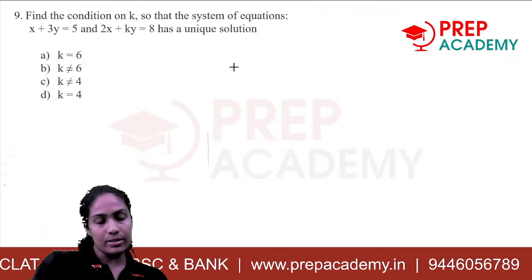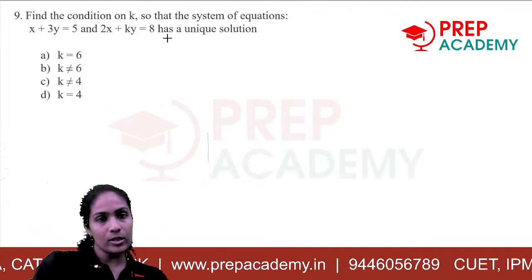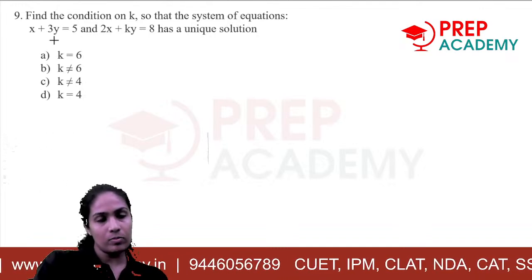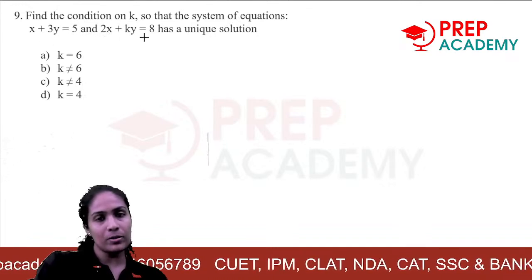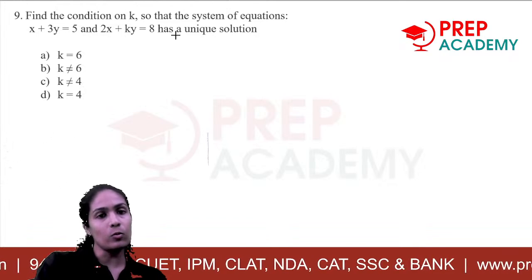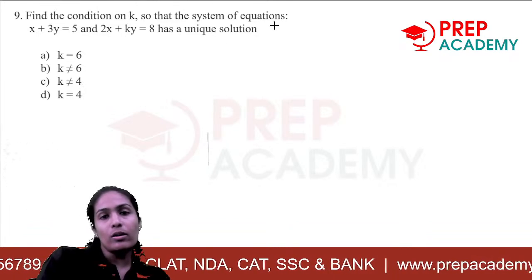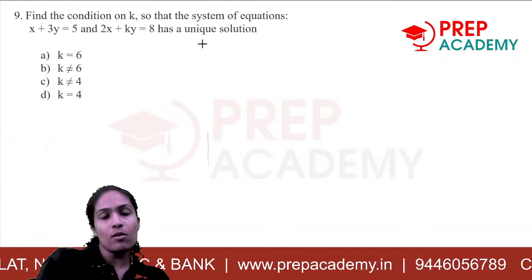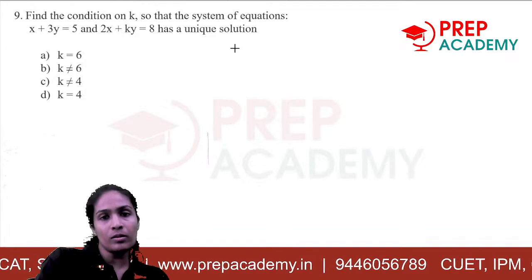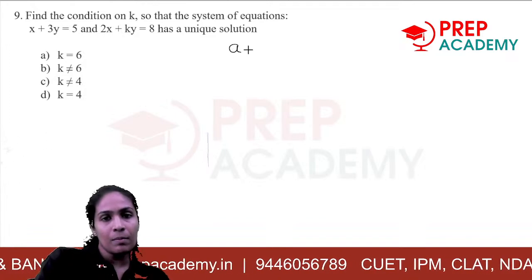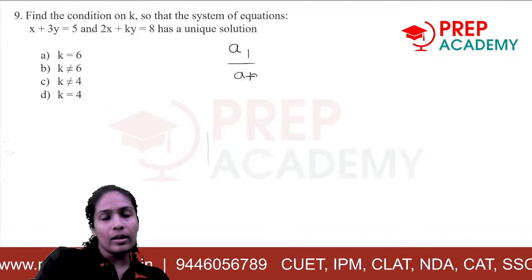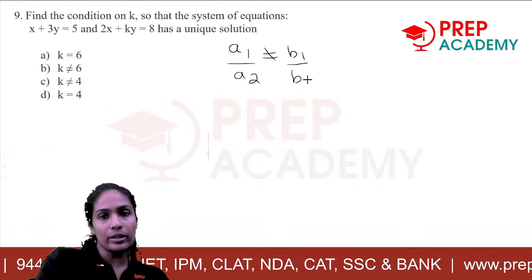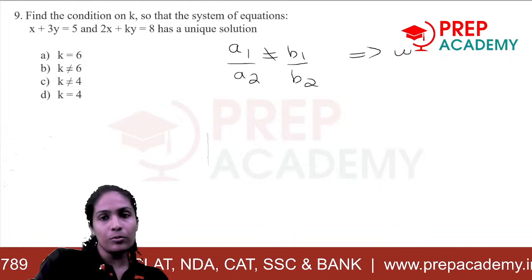Now, the next question is: find the condition on k so that the system of equations x plus 3y equal to 5 and 2x plus ky equal to 8 has a unique solution. So, in order to check the consistency of equations, you can use the ratios of the coefficients. If a1 by a2 is not equal to b1 by b2, then the equations have a unique solution.